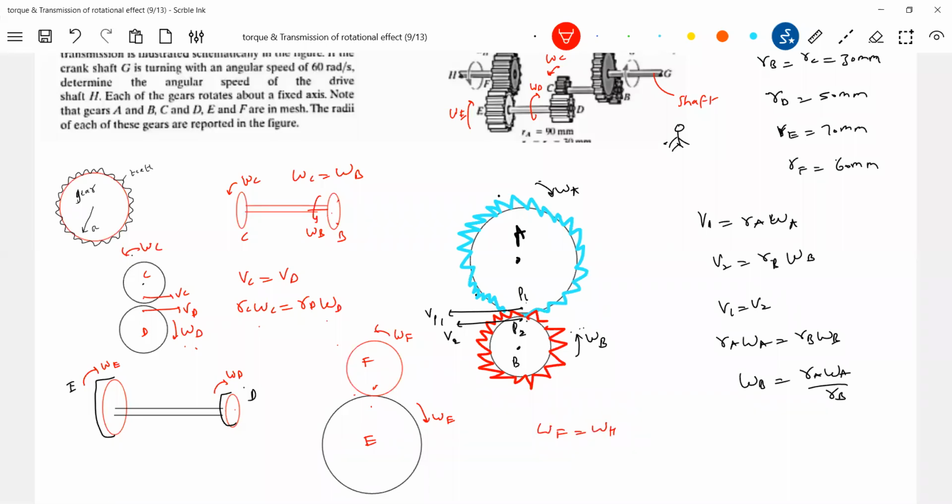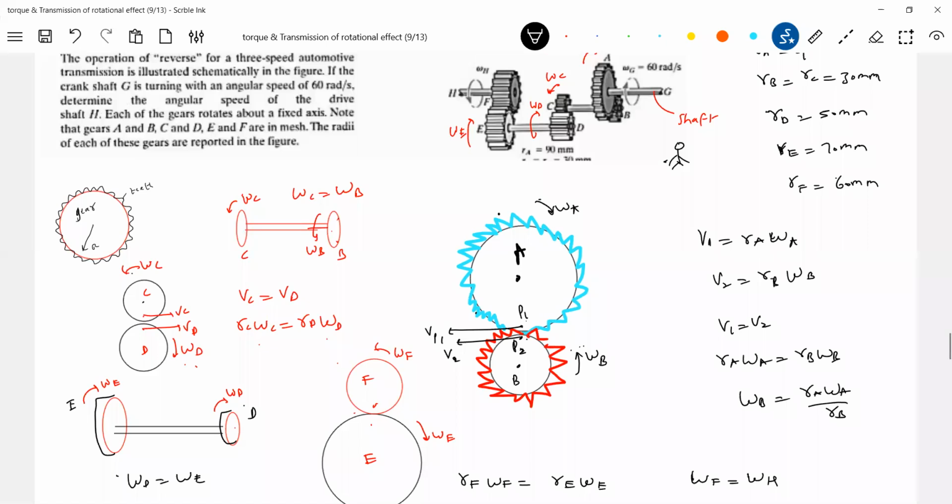Now what is the equation? Again, you can write it here. Omega D is equal to omega E. But here you should not write that. Here what you should write? RF omega F should be equal to RE omega E. And omega F is equal to omega H. Angular speed of the drive shaft H.